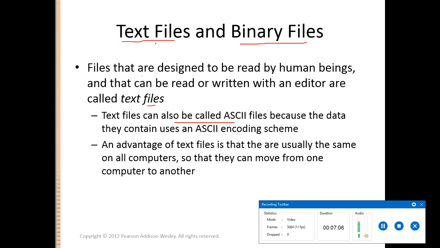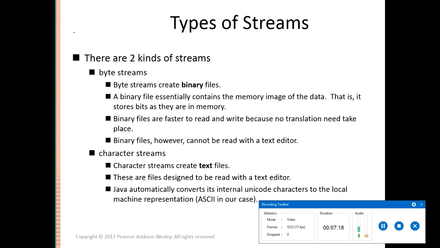Now coming to the binary files. Binary files are in the form of something like this, 10111. So binary files are also sometimes called machine files. They cannot be read by human beings. Now there are two types of streams also, because we have two types of files, text files and binary files. So we have two types of stream. One is called byte stream, another one is called character stream.